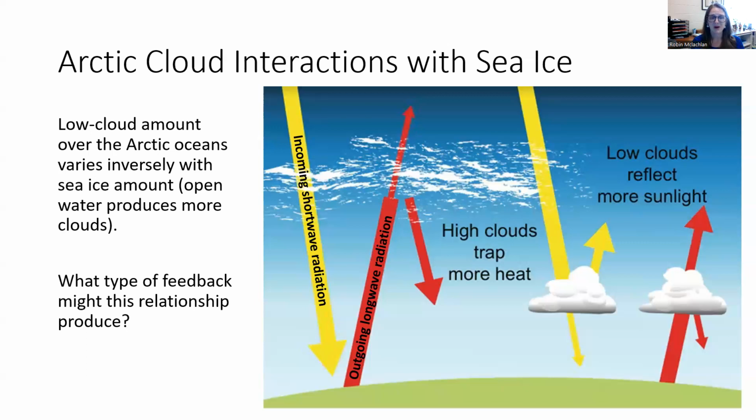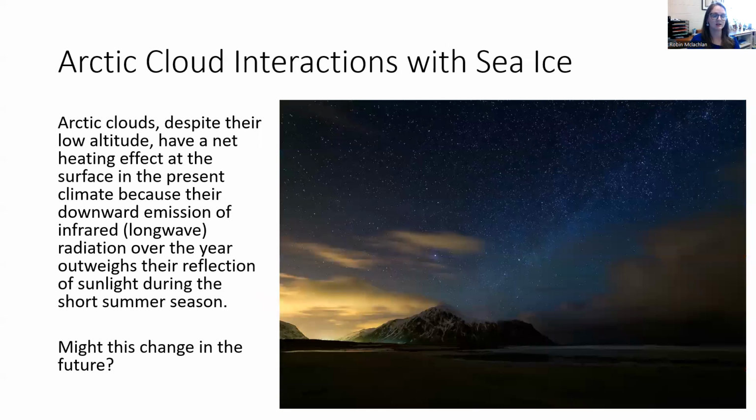But again, clouds are hard to predict and they behave differently depending on where they're at. So this is a demonstration of just how dynamic clouds are, where your first idea might be that this is a negative feedback loop. It's actually not so simple. And that's because Arctic clouds, despite their low altitude, have a net heating effect at the surface because their downward emission of infrared long wave radiation, that's the radiation going up from the Earth, over the year outweighs their reflection of sunlight coming down during the short summer season, right?